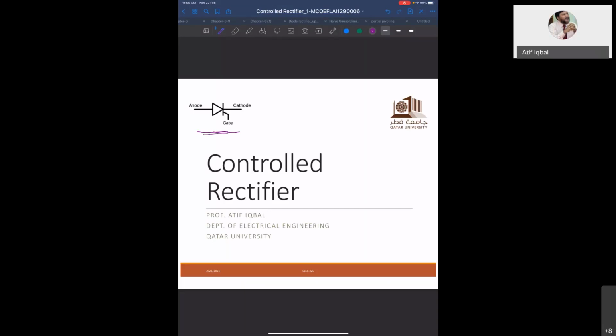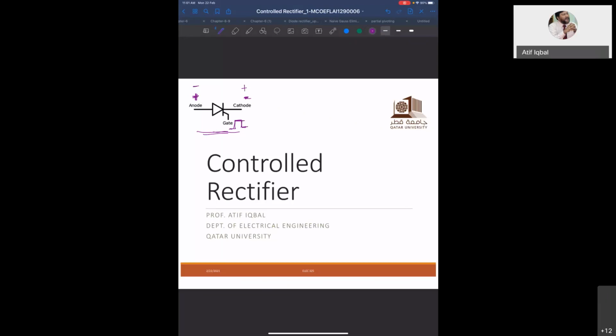happens only when the anode is positive with respect to cathode, and you provide a gate pulse. So once it is plus and minus, and you have a gate pulse, the thyristor will conduct. And once it has started conducting, whether you remove the gate pulse will not affect it, and the thyristor will keep on conducting. The thyristor will be turned off when the anode becomes negative and the cathode becomes positive. So when the inverse voltage is applied across the thyristor, it turns off.